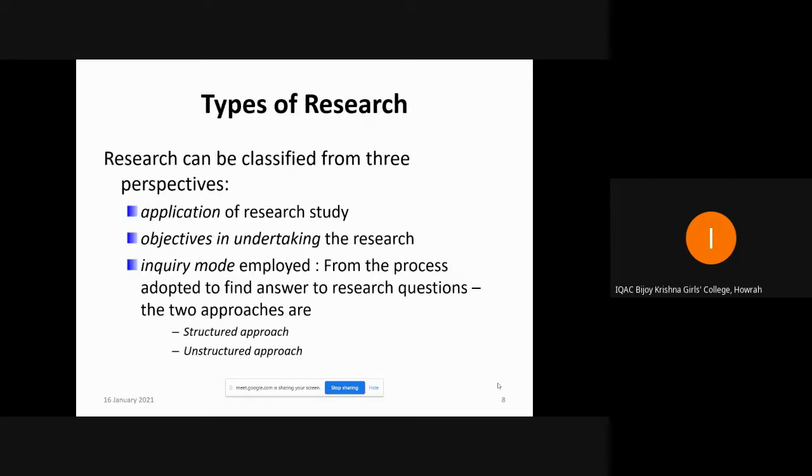I'm explaining this part. And these are the types of research. Research can be classified from three perspectives: the application of the research study, the objective in undertaking the research, and the inquiry mode employed, from the process adopted to find answers to the research questions. That is the very interesting part. There are two types of approaches: one is the structured approach, another is the unstructured approach.